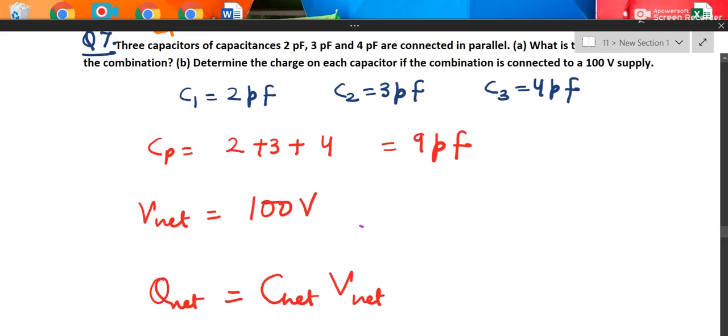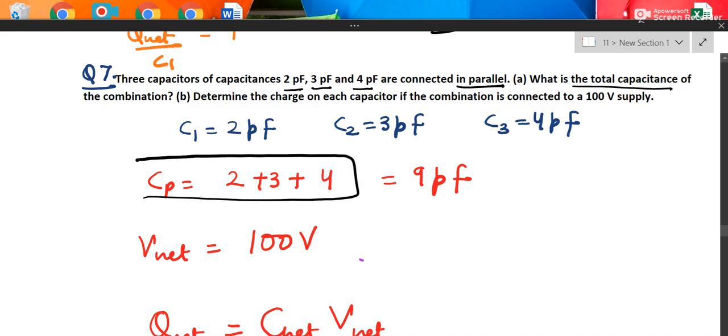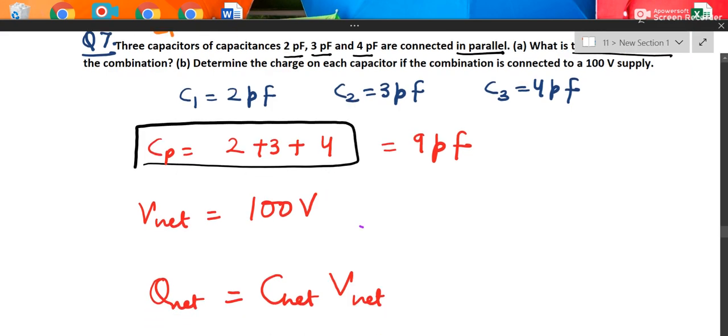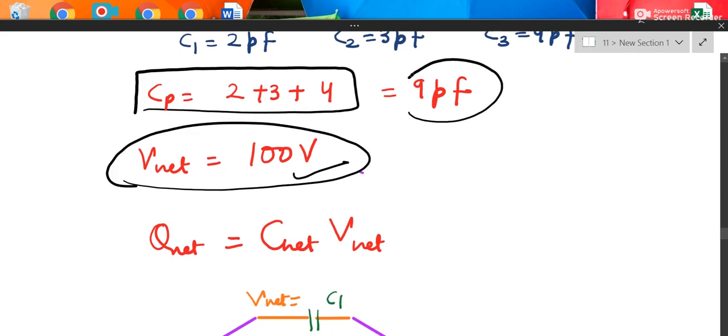Now question number 7. Three capacitors of capacitance 2 picofarad, 3 picofarad and 4 picofarad are connected in parallel. What is the total capacitance? In parallel the formula is simple, C1 plus C2 plus C3. So 2 plus 3 plus 4, it's 9 picofarad. Net voltage is given, and we have to find the charge on each. V net is given, C net you found, so you can find the missing one, which is Q net.